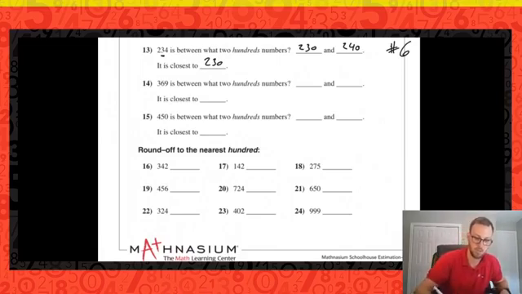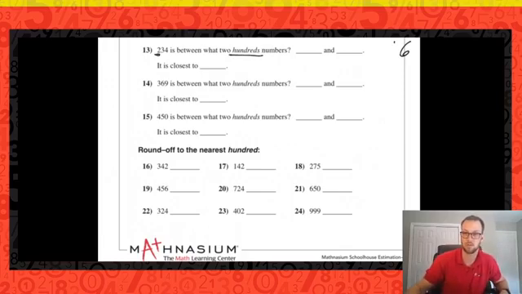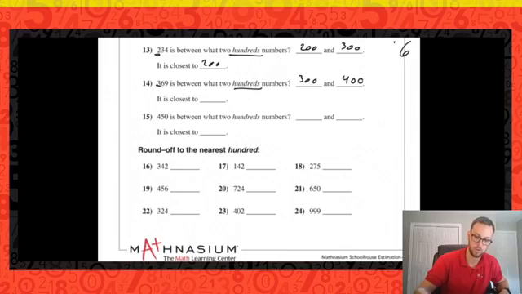Same thing for 369. Oh, and I misread that problem. We want to be looking at hundreds number. That is my mistake. Good catch. So we're looking between 200 and 300. And it's closest to 200. So same thing here. We're looking at hundreds numbers. Yeah, very good. So between 300 and 400, and it's closer to 400.